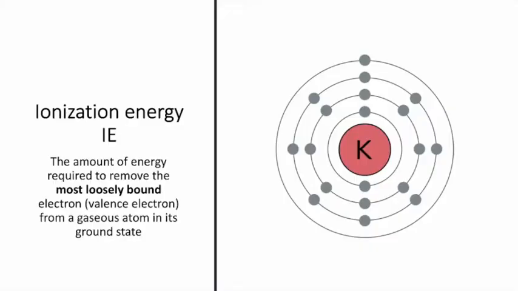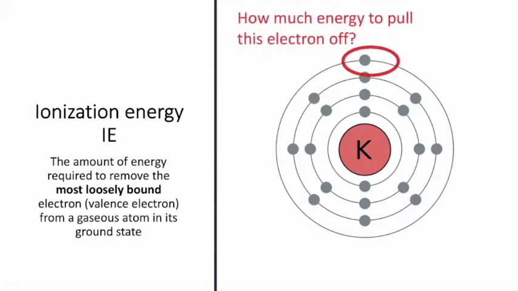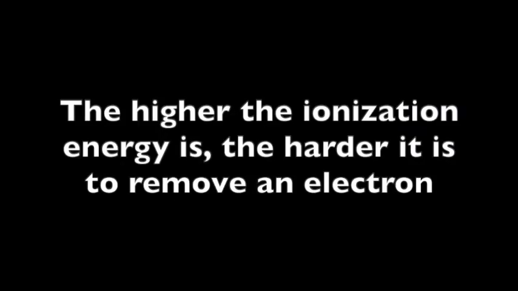Ionization energy is the amount of energy required to remove the most loosely bound electron, or valence electron, from a gaseous atom in its ground state, which basically means the atom has to be a gas, and ground state means that the electrons haven't been bumped up to higher energy levels. We'll talk about electrons that aren't in the ground state later in this course. The higher the ionization energy is, the harder it is to remove an electron.